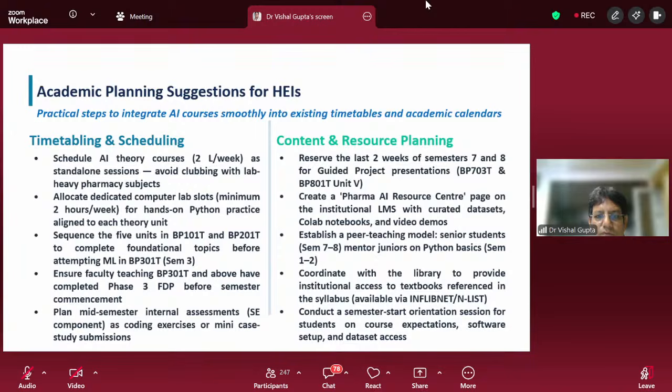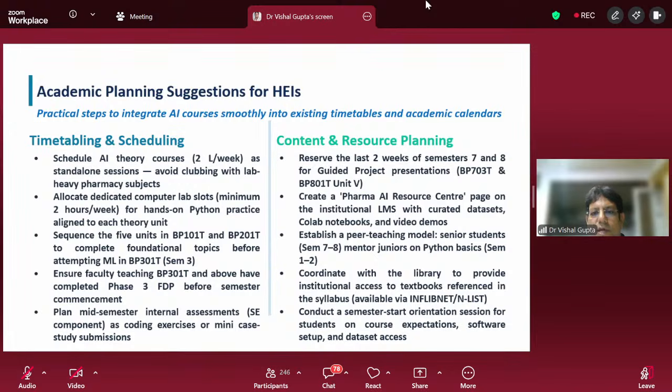Sequence the 5 units of the first semester and the second semester to complete the foundational topics before attempting machine learning in the third semester. Ensure the faculty, if you are having your own internal faculty, are trained, and that they have gone through complete training on the first and second semester topics, and then only should they train the third semester. Plan the mid-semester internal assessment as coding exercises or mini case study submissions.